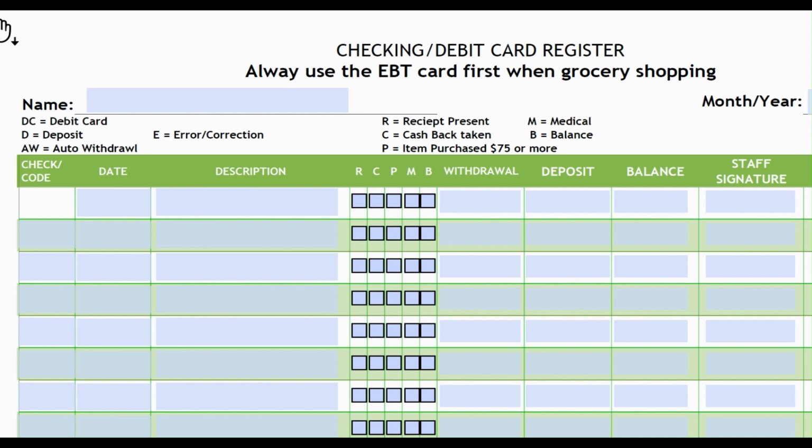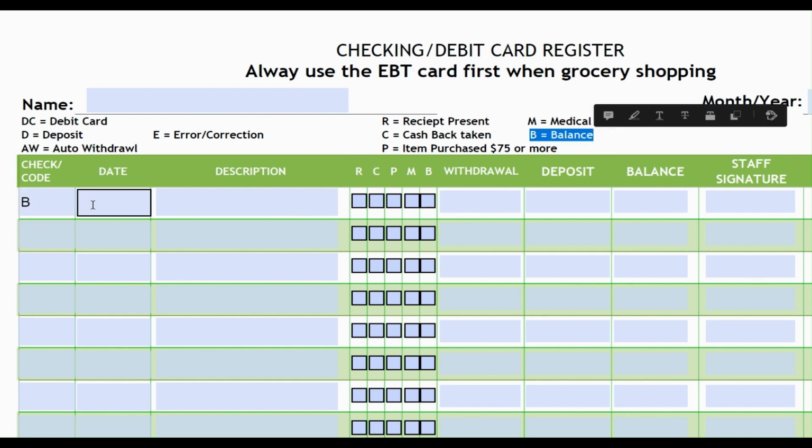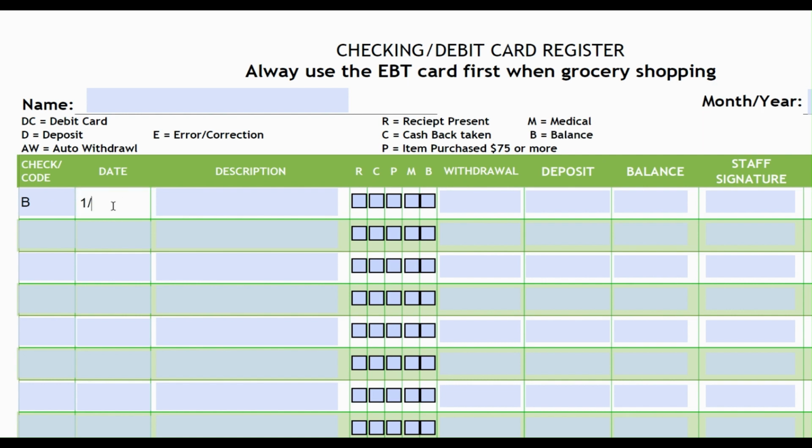Now, let's get back to the checking register. It is crucial that every month, at the very beginning of the month, the first line of the checking register is filled in, and that is with the starting balance. So, B was for the balance. That's the code. The date is always the first of the month. And then you're just going to write in beginning balance.